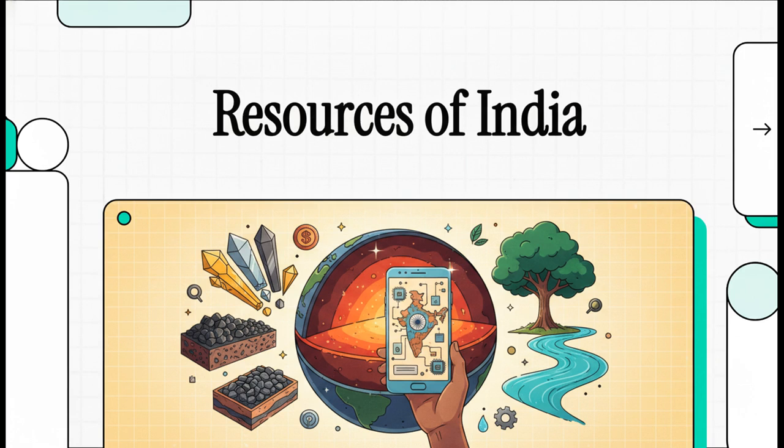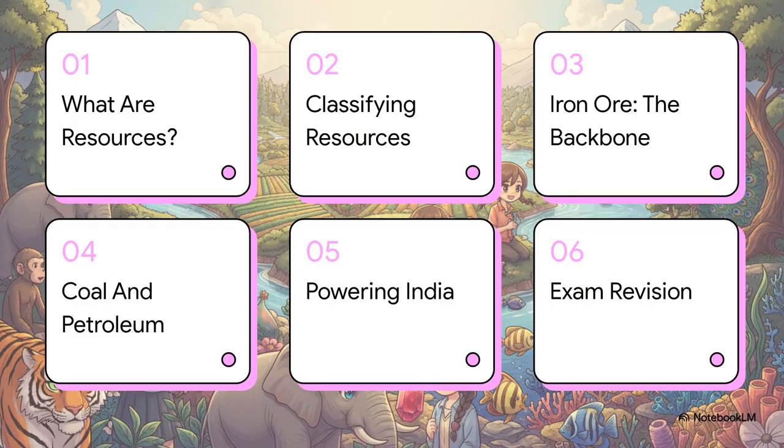Let's dive into this. Here is our agenda. हम इस dense chapter को 6 simple logical steps में master करेंगे. 1. What are resources? 2. Classifying our resources. 3. Iron ore. 4. Coal and petroleum. 5. Powering India. And 6. Exam revision and conservation. बहुत easy होने वाला है, step by step चलेंगे.